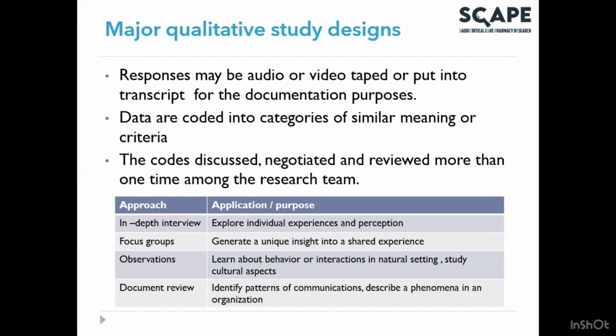Responses of the qualitative research can be audio or videotaped or put into transcript for documentation purposes. The data then are coded into categories of similar meaning or criteria. And this is a very hard step, and there is a lot of research on how to do coding for textual information. The codes then are discussed, negotiated and reviewed more than one time among the research team to conclude the results and come up with a scientific conclusion.